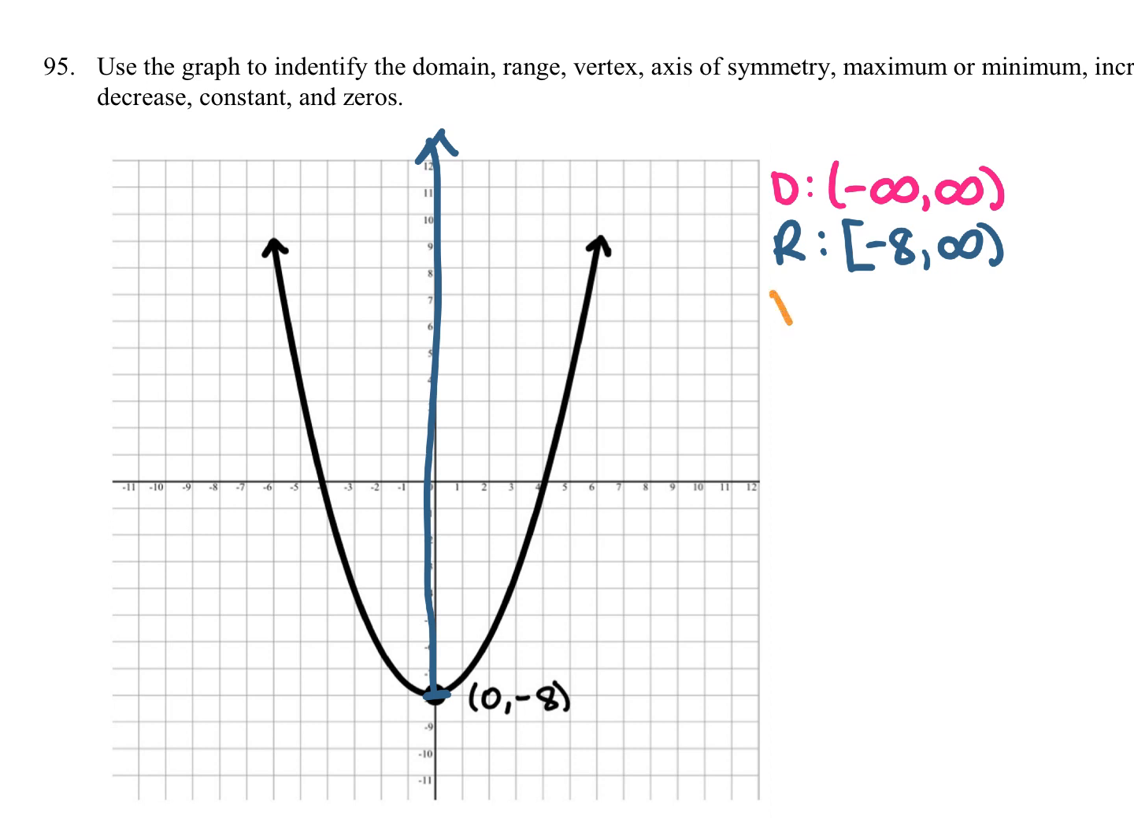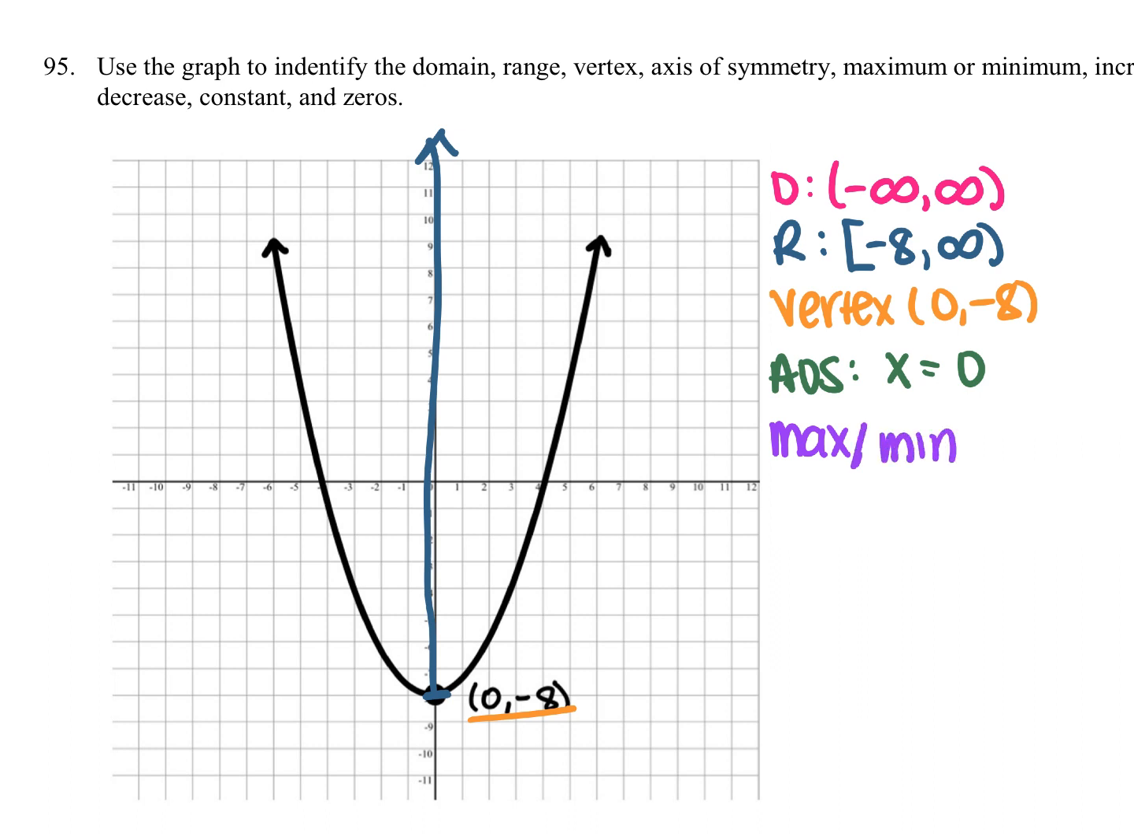You have a vertex of the ordered pair that's there for you, which is (0, -8). The axis of symmetry is the x value from that, which is 0. Your maximum or your minimum is the y value from your vertex, which is -8. It also is a parabola that opens up, so you have a minimum value.